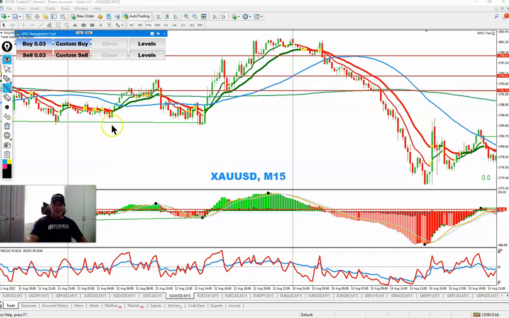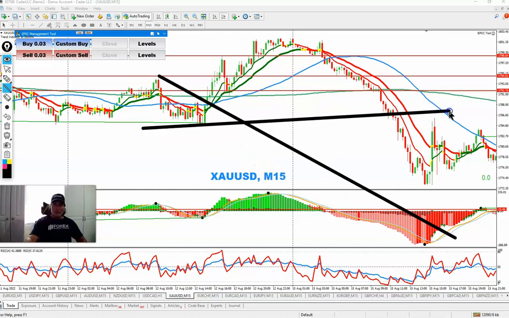Let's see if we can find one. There's one right here I see. We have a line that comes right through here. We have another one that comes right through here. So we have a triangle right here, and it explodes out into something we call a megaphone right here. And if you see the megaphone, it's these two lines.